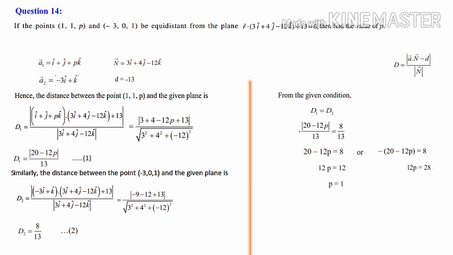Then here minus into minus, this minus 20, minus into minus plus 12p is equal to 8. Then this minus 20, if you take to the right side, it becomes plus 20. So 8 plus 20 is 28. So 12p is equal to 28, and p is equal to 28 by 12, and if you cancel 4 from there, 7 fours are 28 and 3 fours are 12. So 7 divided by 3. So we have got two values, p is equal to 1 and p is equal to 7 by 3.